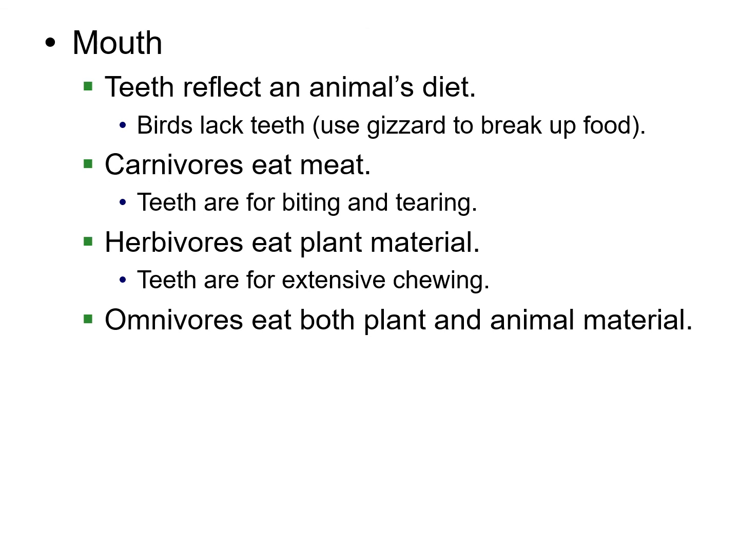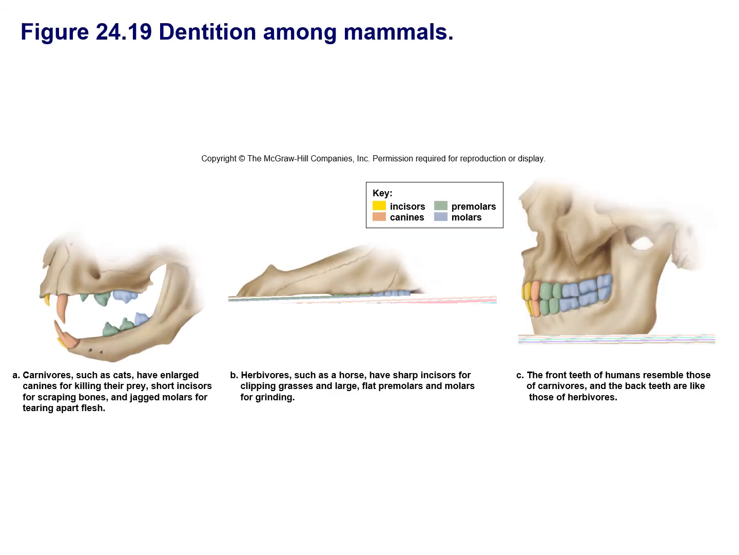So the mouth is the first part of the digestive system. The teeth can tell you what the animal's diet is about. Birds don't have teeth. Dinosaurs did, but birds have a gizzard. The gizzard is a little organ that usually has grinding parts that break apart their food. We as omnivores eat both plant and animal material. Herbivores have flatter teeth for extensive chewing. Carnivores tend to have sharper teeth for biting and tearing. We as omnivores have some that are a little bit of both. Okay, and so how this works.